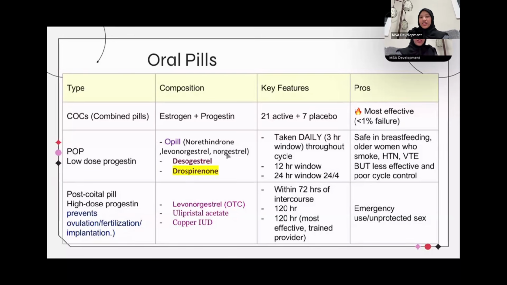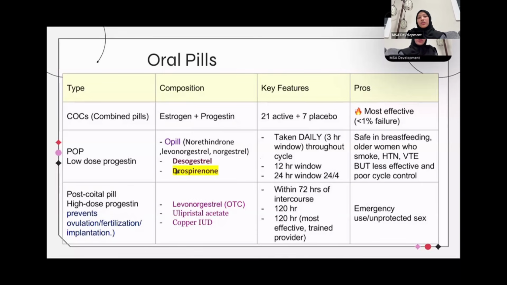What is the key feature for this? It's that it's taken daily. It has to be taken daily. So Opill has to be taken daily at the same time. There's only a 3 hour window where you are safe. So let's say someone is taking it at 3 p.m., they have to take it at 3 p.m. or 3 hours before and after 3 p.m. But it's a very short window, and it's throughout the entire cycle. So there is no placebo. Throughout the cycle, you keep taking progesterone only.